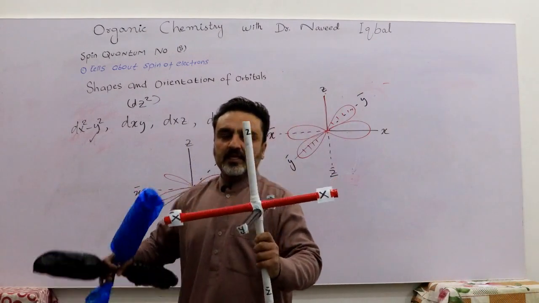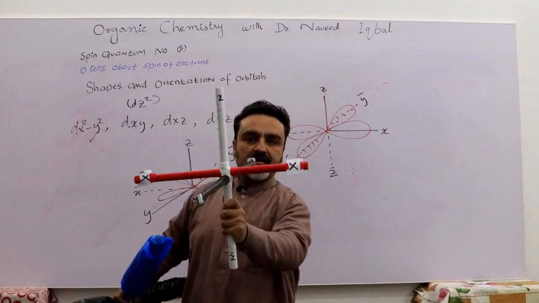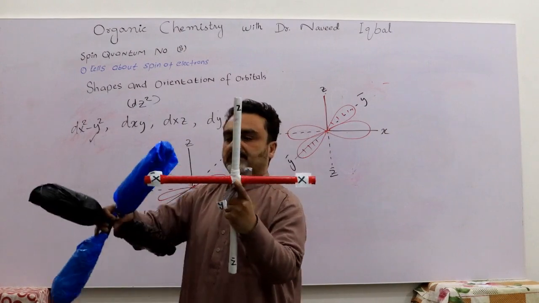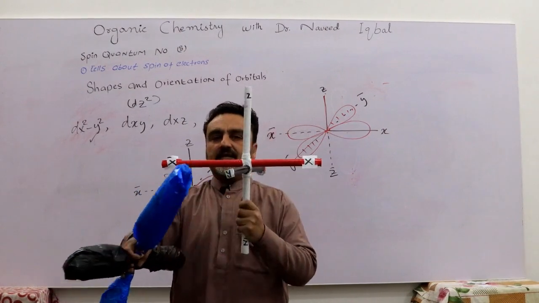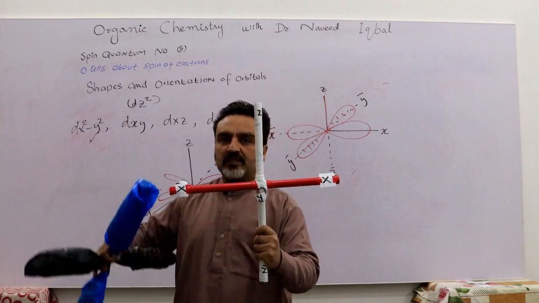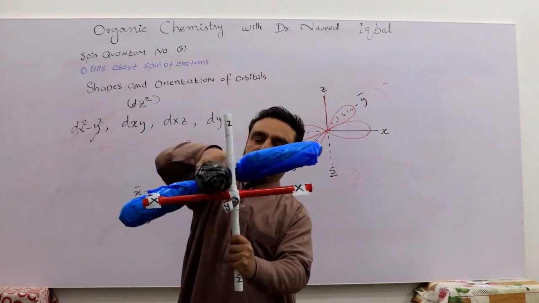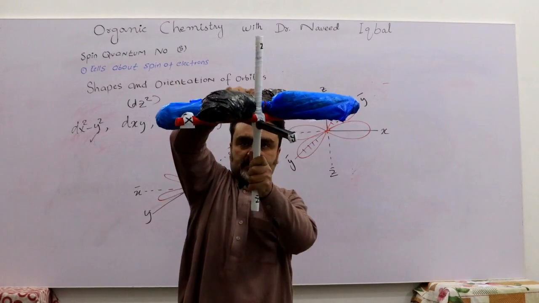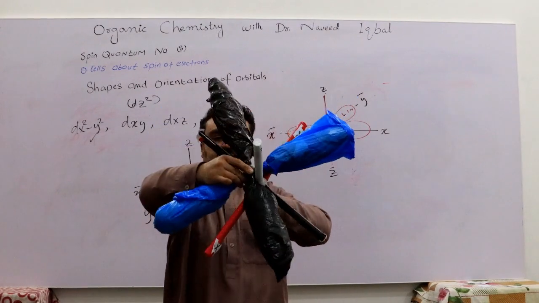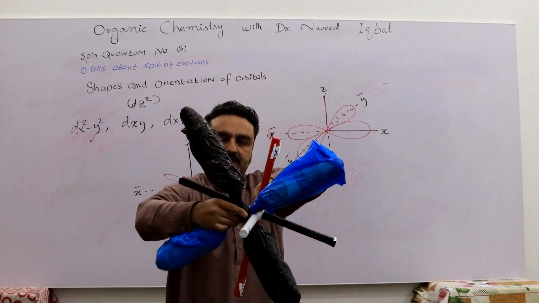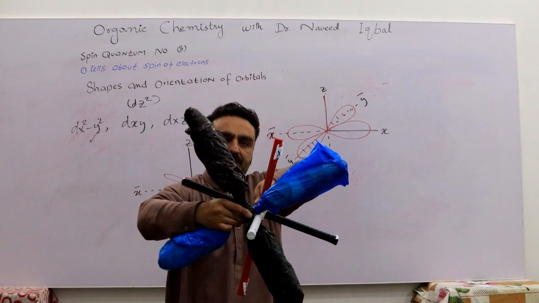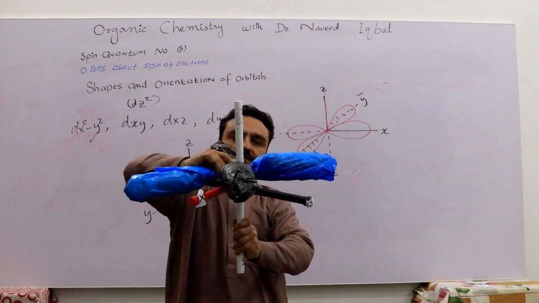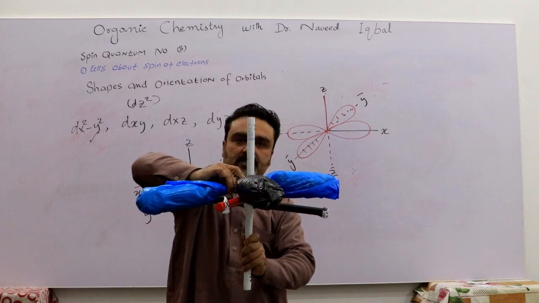So this is the x-axis, this is x prime, this is y. Each lobe is between the x and the y axes. Now it is like this, and you can see it. If I tilt it, this way will give you the proper direction. Okay, this is the dxy orbital. Is it okay?